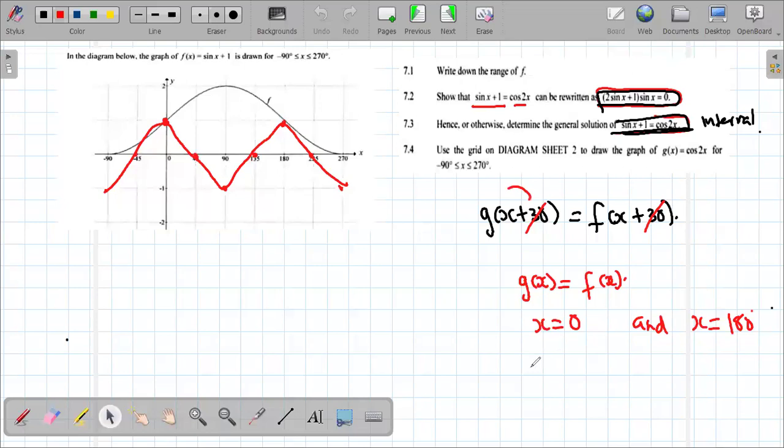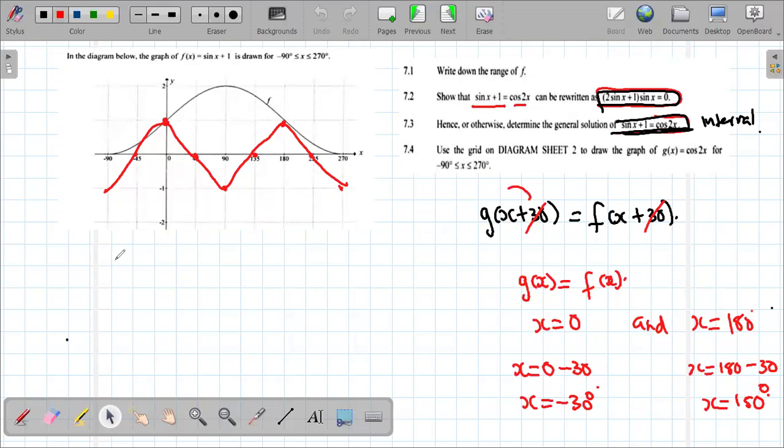So what I'm going to do is say x equals 0. Left, I'm going to minus 30. And then x equals 180 minus 30. So what would be the answer? x equals negative 30 and x equals 150. You're done. So let me do it in another way.